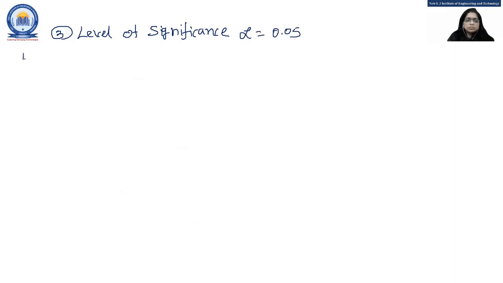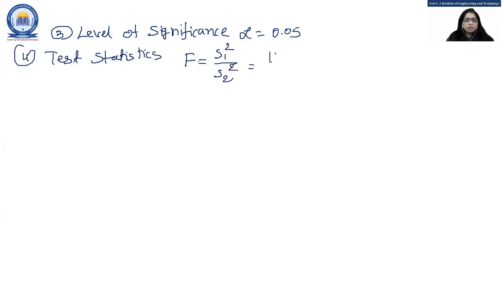Fourth one is the test statistic, and that is F. Here, you all know S1 square is greater than S2 square. That's why S1 square is in the numerator and S2 square is in the denominator. And that is 12.057 upon 11.4. So we'll get 1.057.